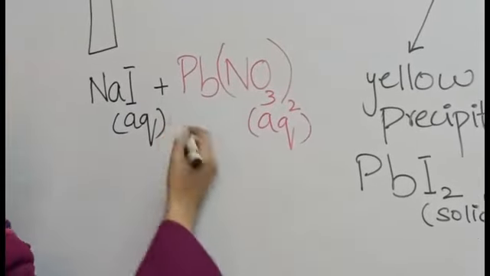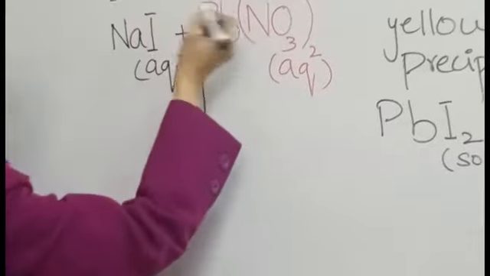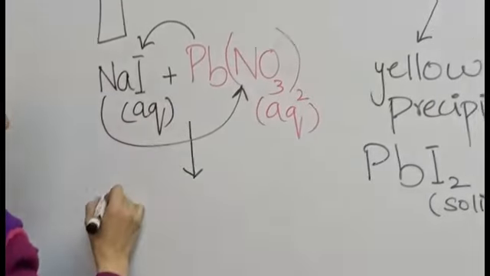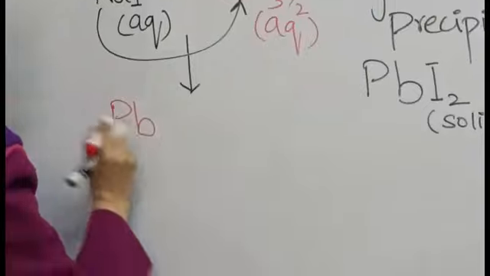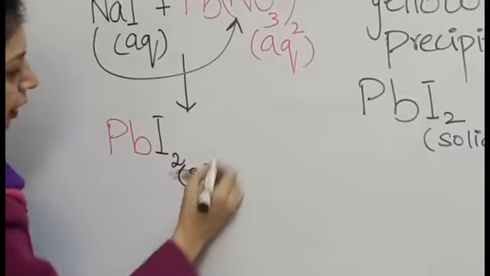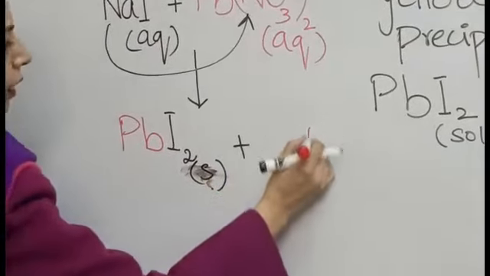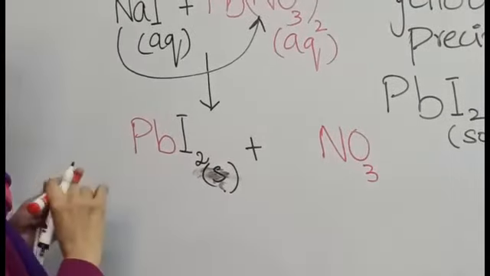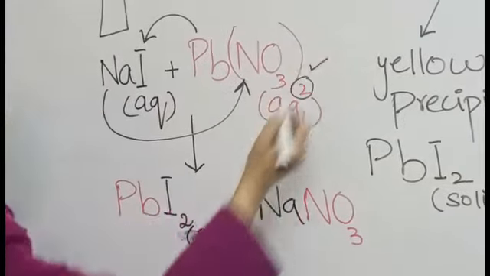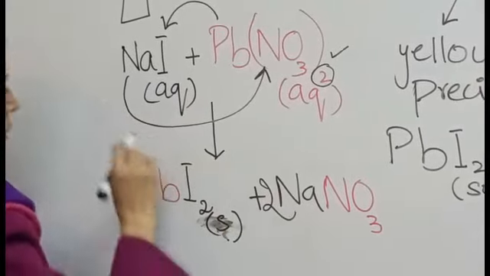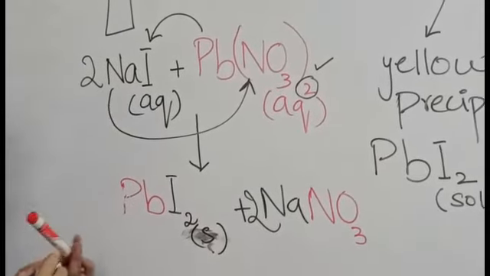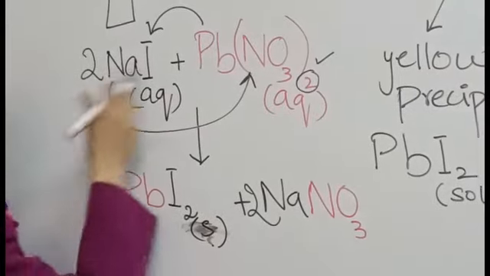And when we mix two soluble solutions, we get one insoluble, that is PbI2 solid plus sodium nitrate. We need to balance this equation: since I2 is written, we need to write 2, and because iodine is 2 here, we need to write 2 sodium iodide.